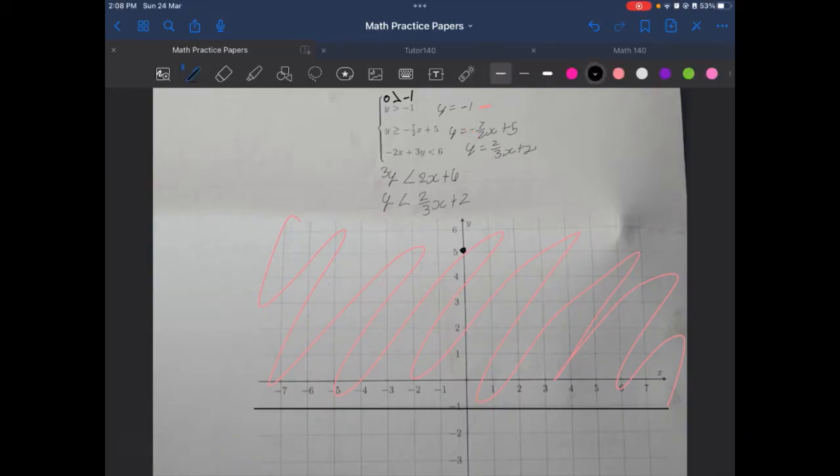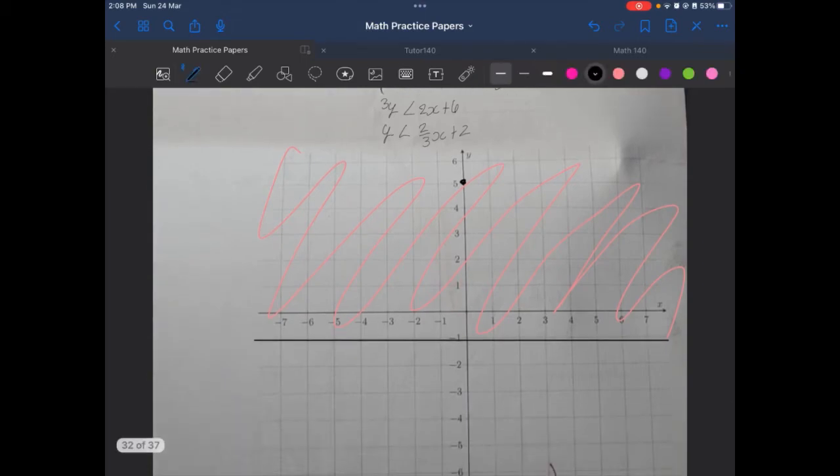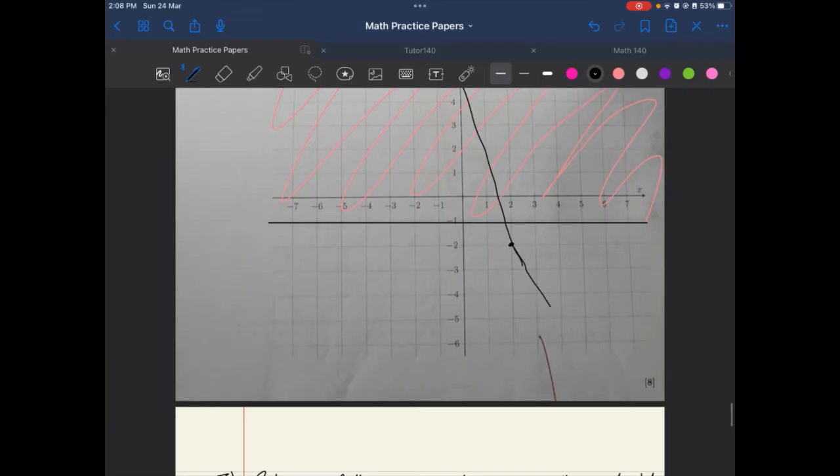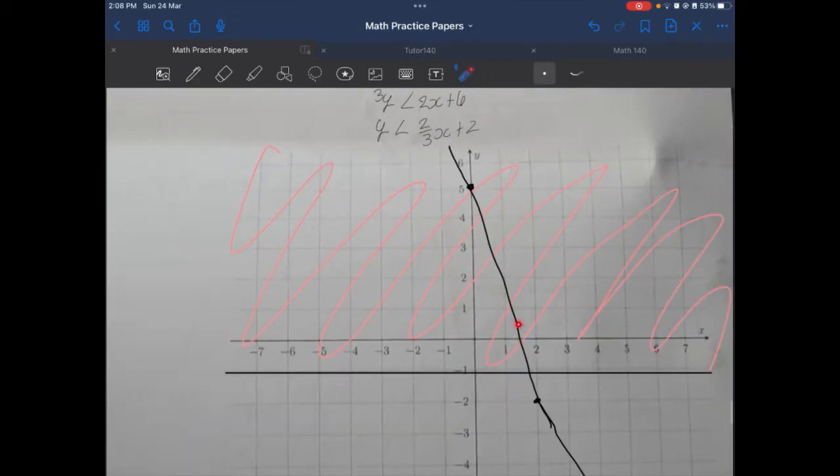1, 2, 3, 4, 5, 6, 7, and then go over 2, 1, 2. So we plot (2, -2). Then we just connect and go right. Now again, choose a test point that is not directly on the line.